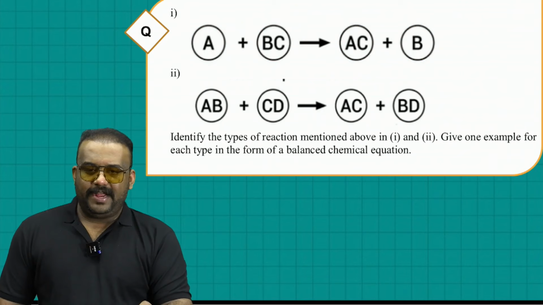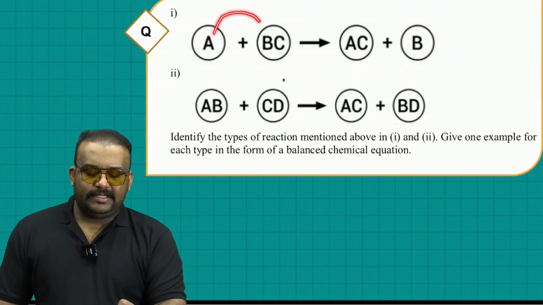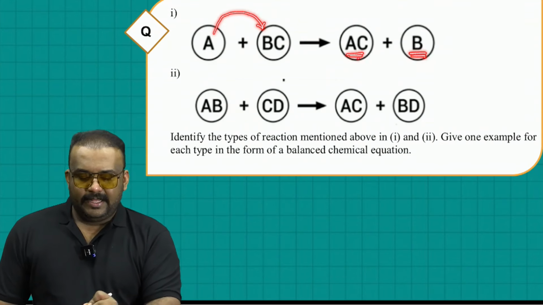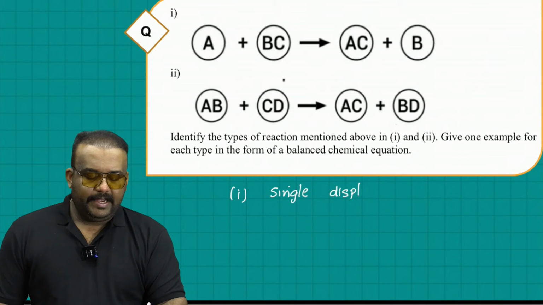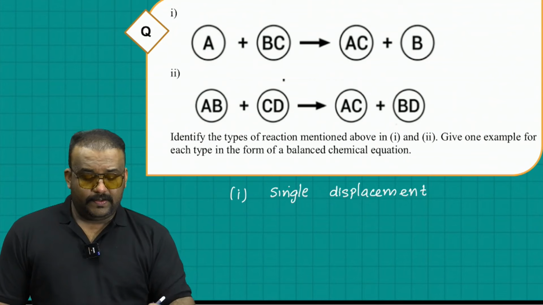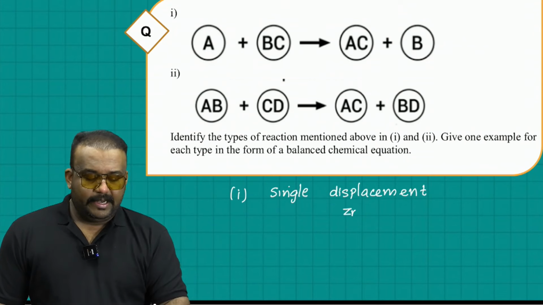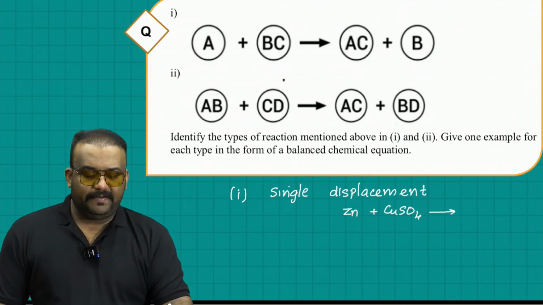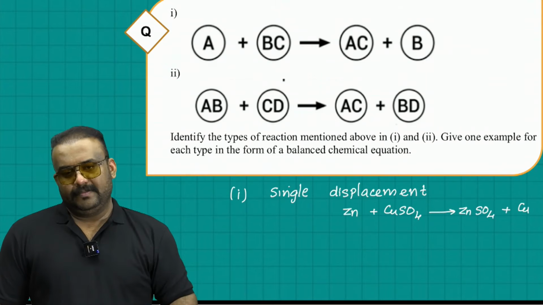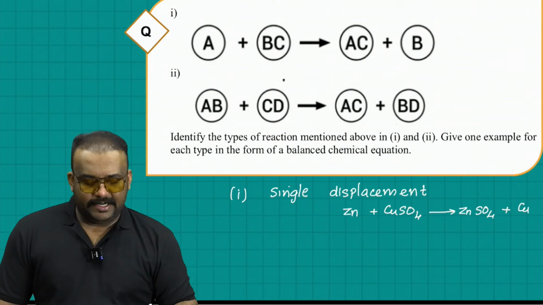So, when you observe this, we understand that A is displacing B from BC and taking its place, correct? So what did we learn about this kind of reaction? This is single displacement reaction. And they are asking us to write one example also. So we can write the classical example, zinc plus copper sulfate. When you dip a piece of zinc in copper sulfate solution, what will happen? You will get zinc sulfate plus copper. So this is a single displacement reaction.